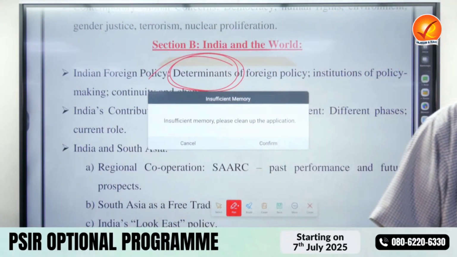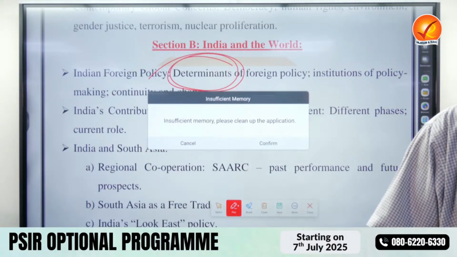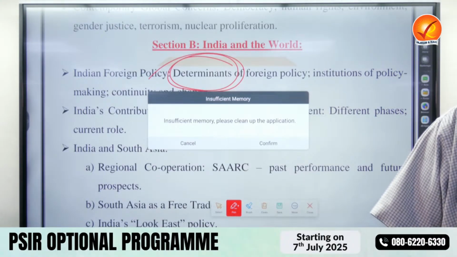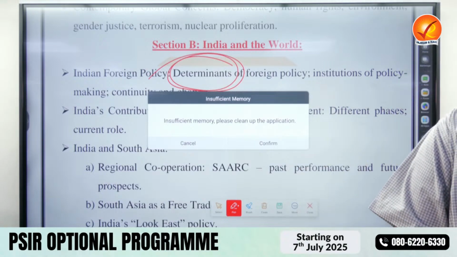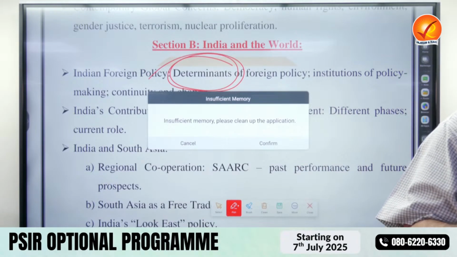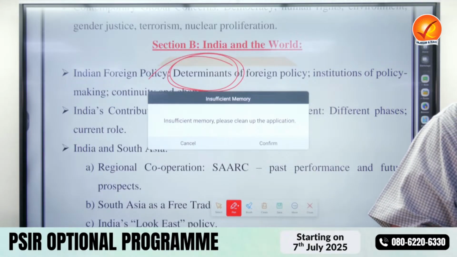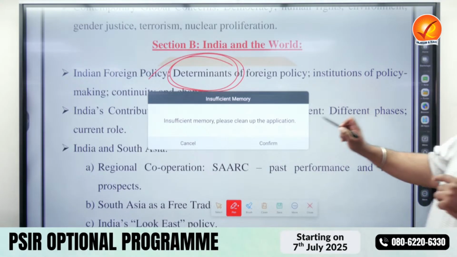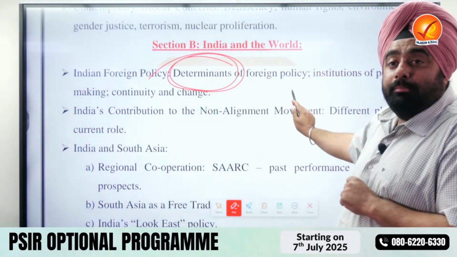Do you think history has an impact on making a foreign policy? Do you think our colonial past does affect our foreign policy? Do you think culture has an impact on foreign policy? Do you think the domestic politics of the country has an impact on foreign policy? So there are multiple factors which may impact India's foreign policy. And we do a detailed discussion on this. That is what we discuss here, determinants of foreign policy.